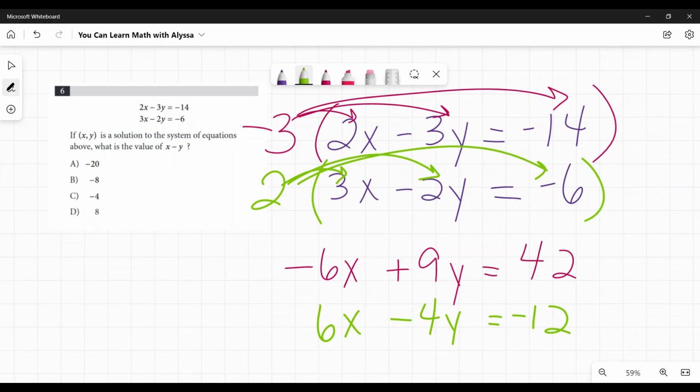Be super careful with these positives and negatives. You do not want to get this wrong because of a careless error. Those are the ones where you just want to kick yourself because you're like, oh, I knew how to do this. We don't want that to happen.